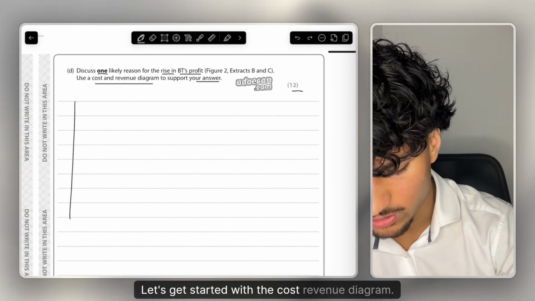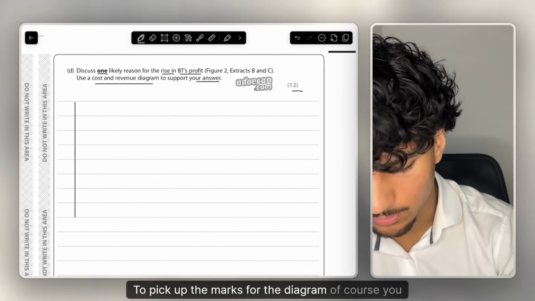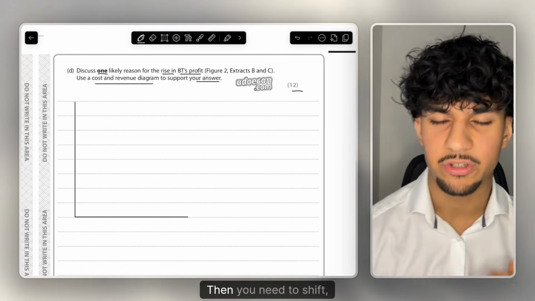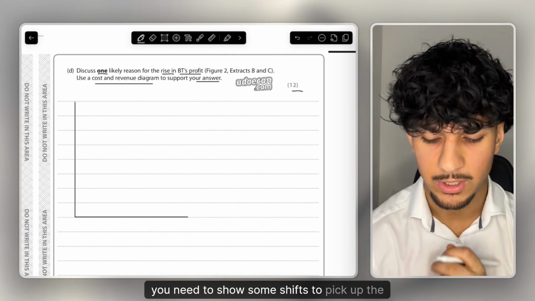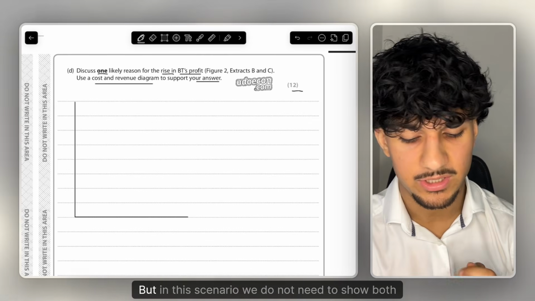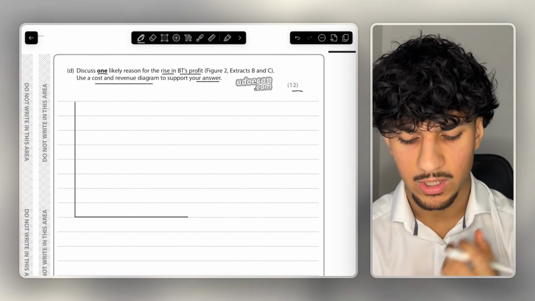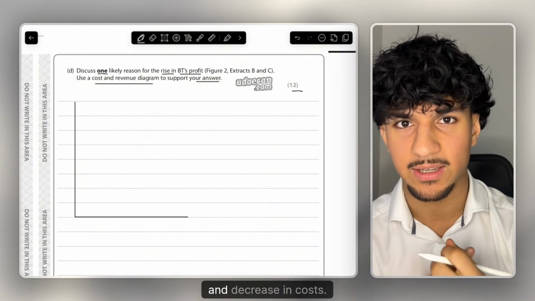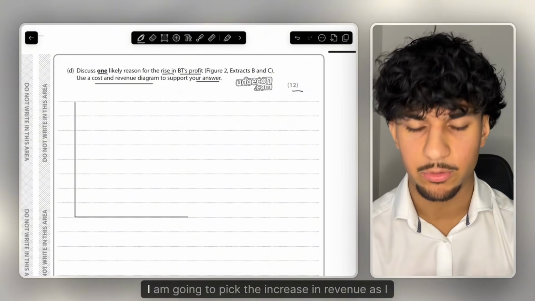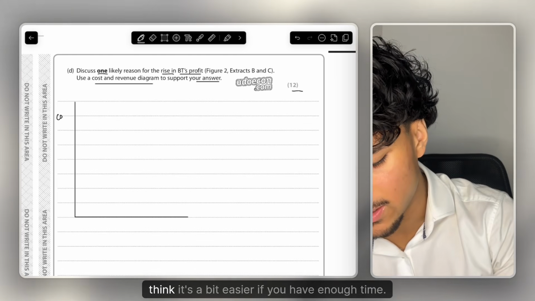Let's get started with the cost revenue diagram. To pick up the marks for the diagram, of course you need to draw a cost revenue diagram, then you need to show some shifts to pick up the maximum marks for the diagram. But in this scenario, we do not need to show both the increase in revenue and decrease in costs. So I'm just going to pick one. I am going to pick the increase in revenue, as I think it's a bit easier.